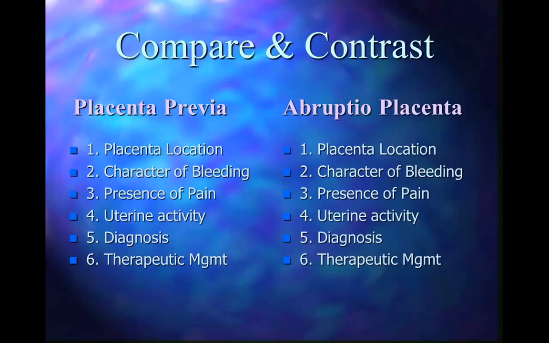So take a look and compare and contrast between placenta previa. Where is that placenta located? What's the character of the bleeding? Is there pain or not? What's the uterine activity like? Placenta previa, there's no uterine activity at all. In abruptio placenta, that uterus is firm and board-like. How do you diagnose it?